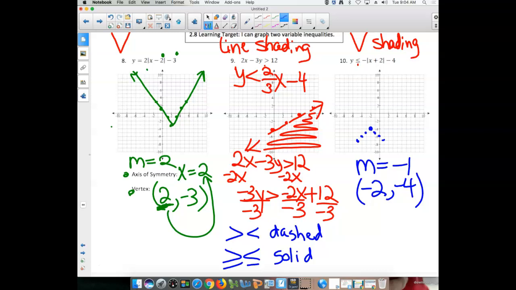And then my inequality symbol here is telling me to have a solid line. And it's telling us to shade below. So we'll shade this little triangle down here. All right, and there we go. All right, we have one last page, and then we are all done.